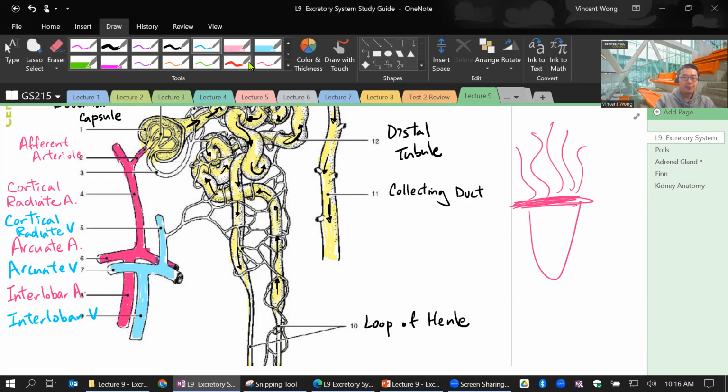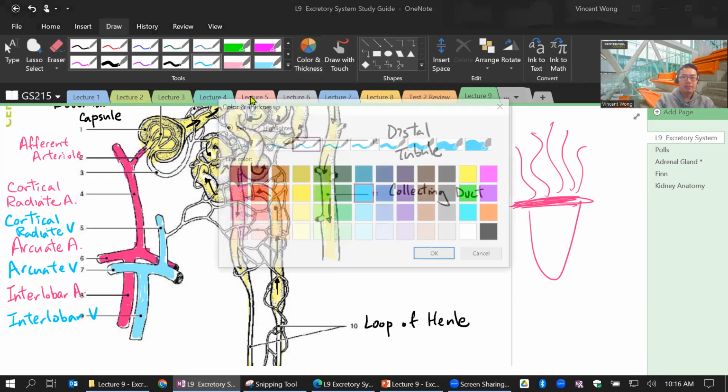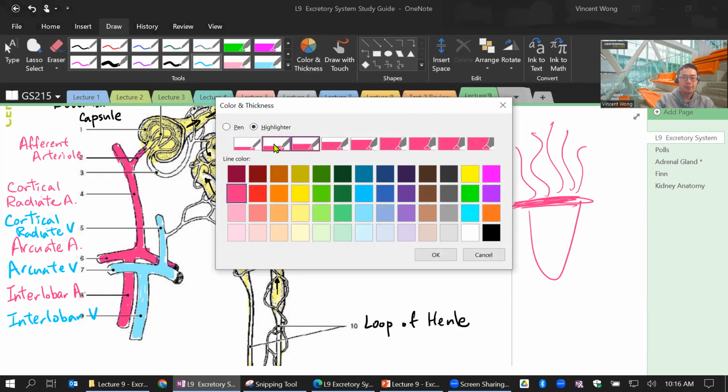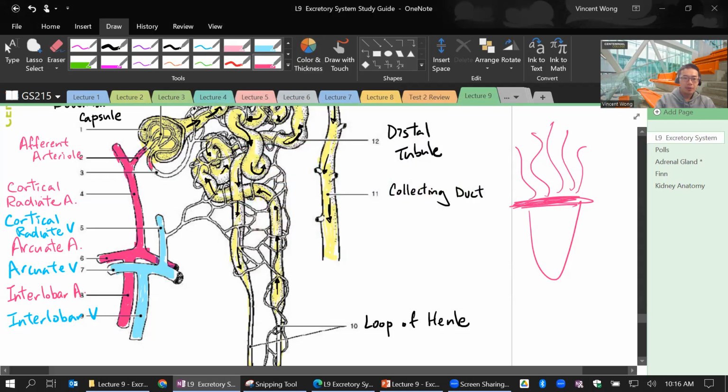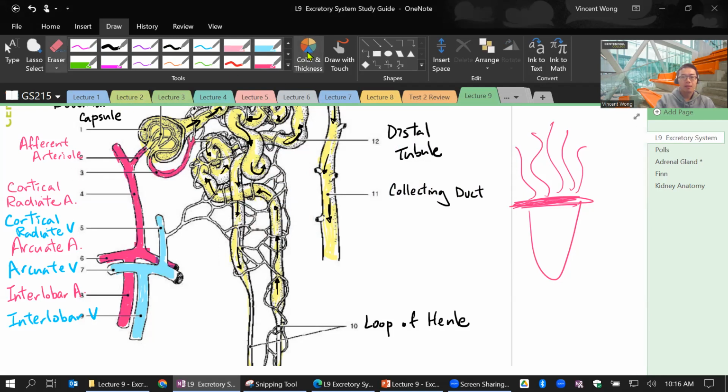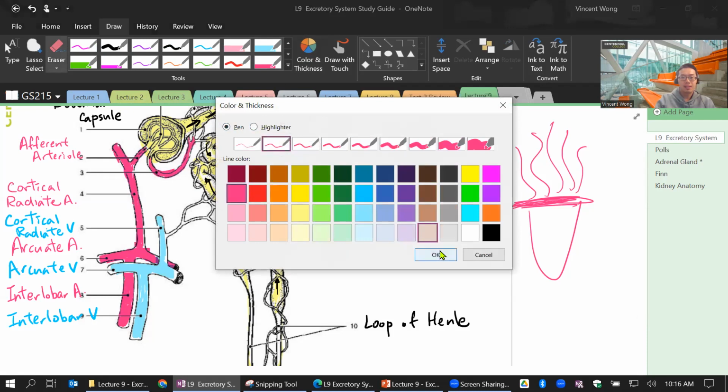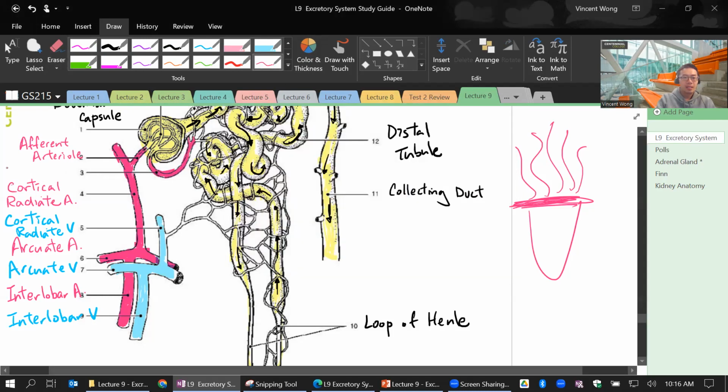And over here, we have another little guy. Number 3, what's number 3? Can someone help me with number 3, please? That's right, that is the efferent arteriole. Still using red though. There we go.